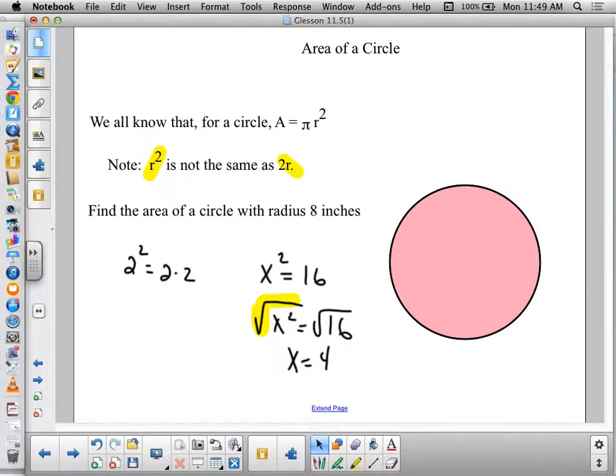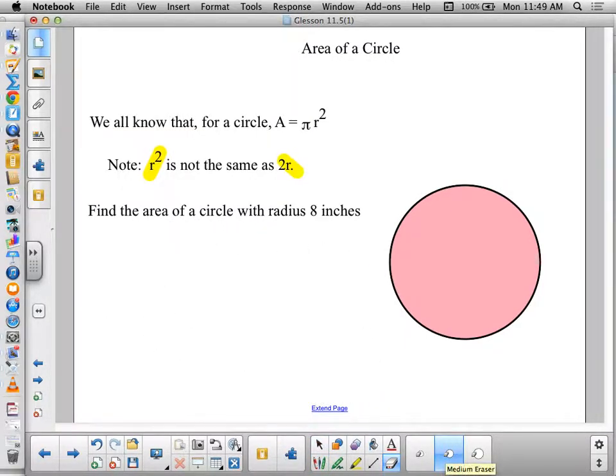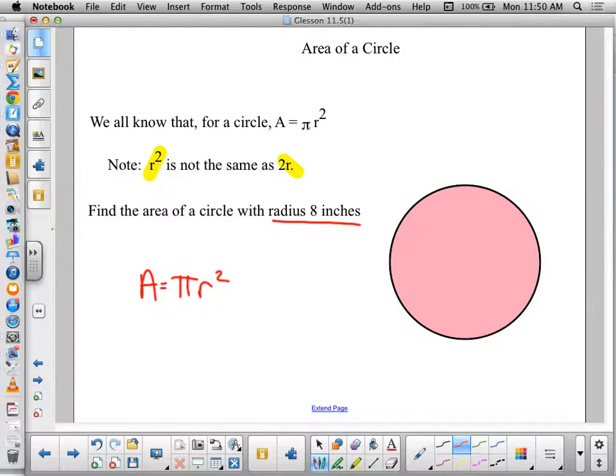So here I have a circle. Okay, the radius of the circle is listed at 8 inches. If the radius of the circle is 8 inches, what's the area of the circle going to be? Area is formula pi r squared, right? 8 is the radius, so that's 64 pi inches squared.